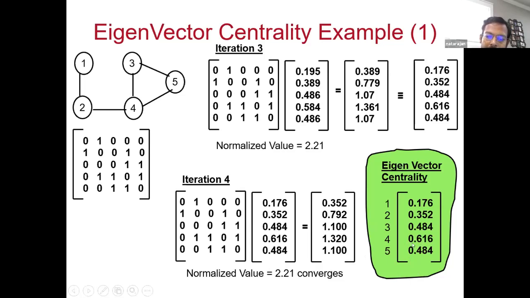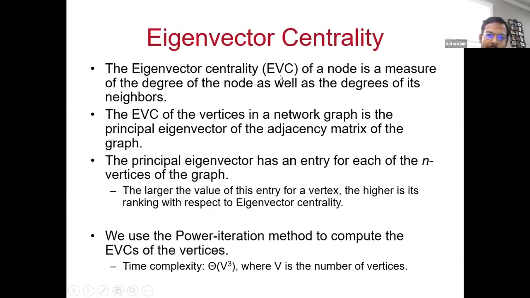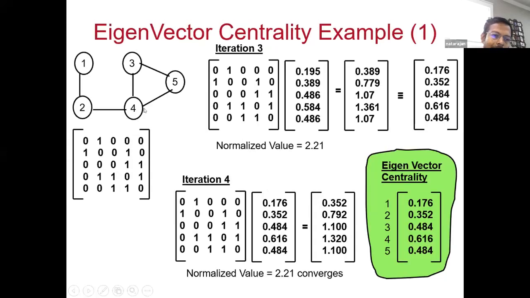The node that has the largest value here is considered to be the one that has the largest eigenvector centrality, and vice versa. So if you look at these entries here, node 4 has the largest eigenvector centrality of 0.616. That's because node 4 has the larger degree. Again, if you go to the definition, eigenvector centrality is a measure of the degree of the node as well as the degree of its neighbors. So node 4 has the larger degree, and its neighbors 3 and 5 have a degree of 2. And then, of course, the other neighbor also has a degree of 2. So all 3 neighbors have degree 2, and node 4 has degree 3, which is the largest degree in this graph.